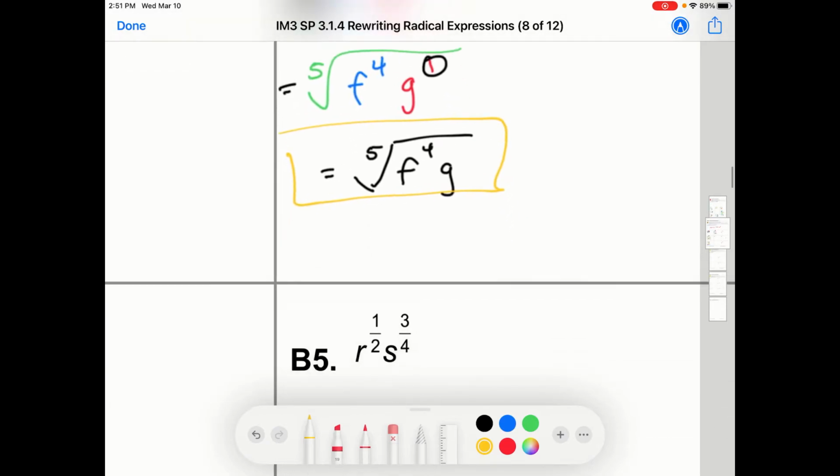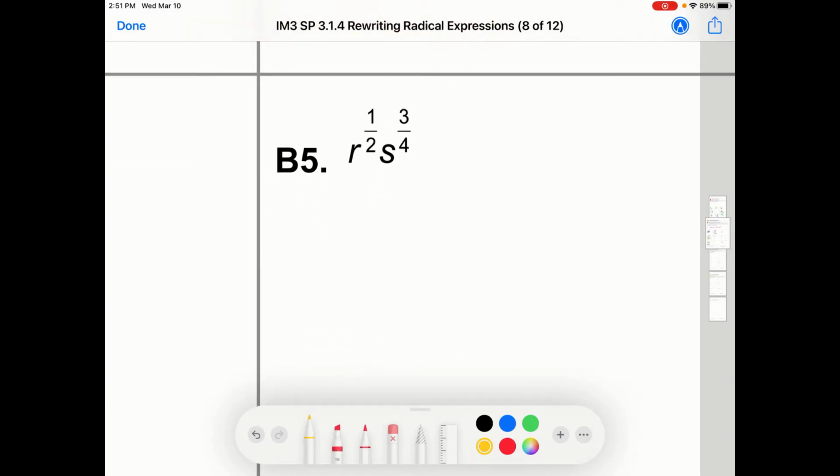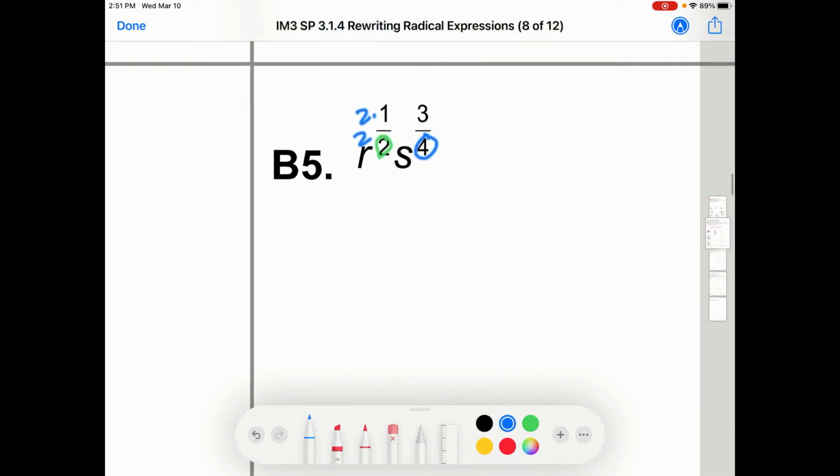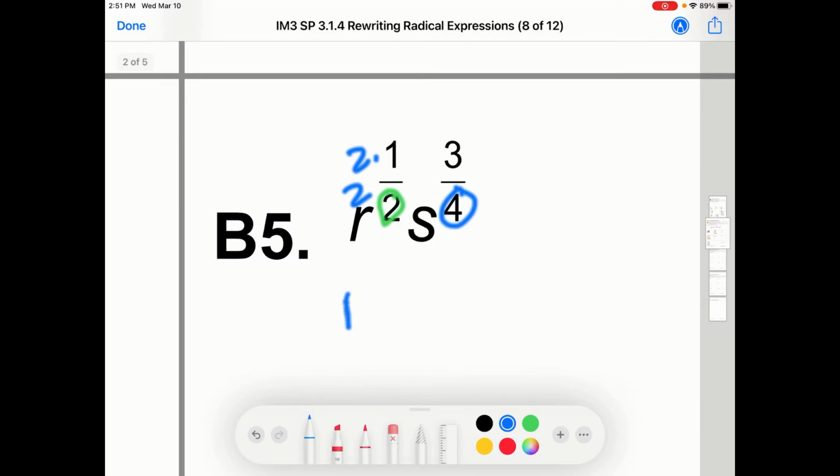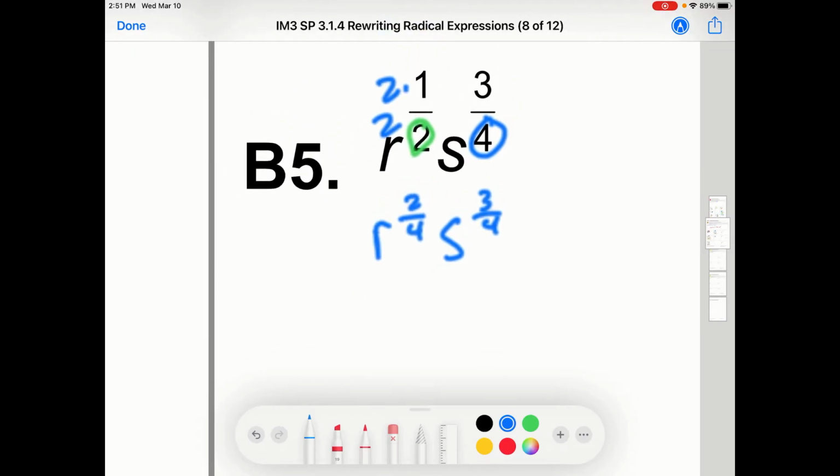Box your answers. B5. Okay, pay attention now. This one, they have denominators that are different. So what am I going to do? Well, the smallest common denominator is going to be a 4. So I'm going to multiply this one by 2/2. Why would I do that? Because if you multiply across here, you will get r to the 2/4, and you'll have s to the 3/4. Okay, 1/2 is the same thing as 2/4, because if you reduced 2/4, you would get 1/2.